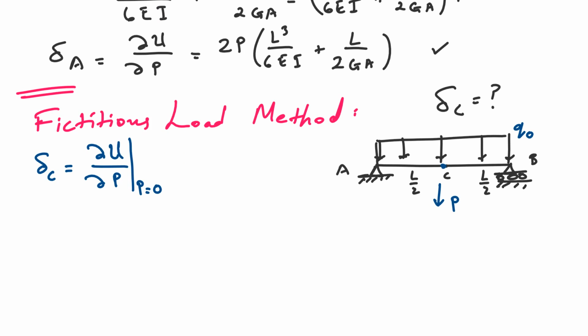As always, we need to find the strain energy. Strain energy from before is equal to the integral from 0 to L of M squared over 2EI dx. I'm not going to do shear strain here because it's just going to get too messy. As before, we have to make 2 cuts, one over here and one over here.